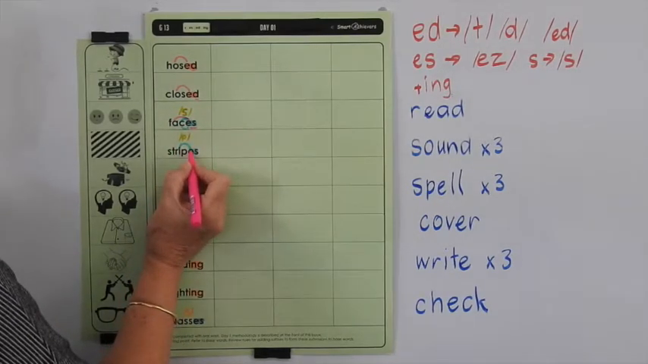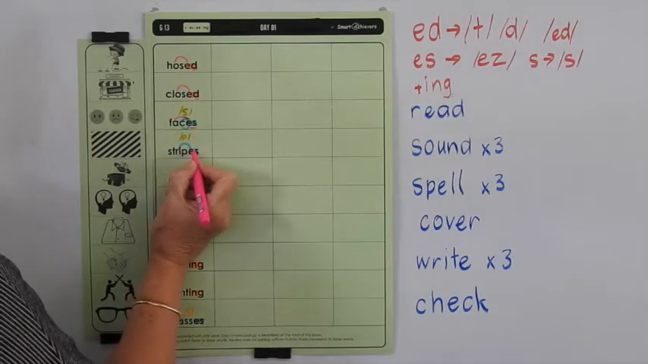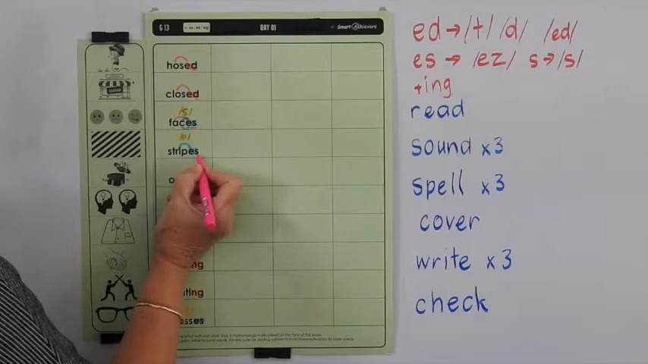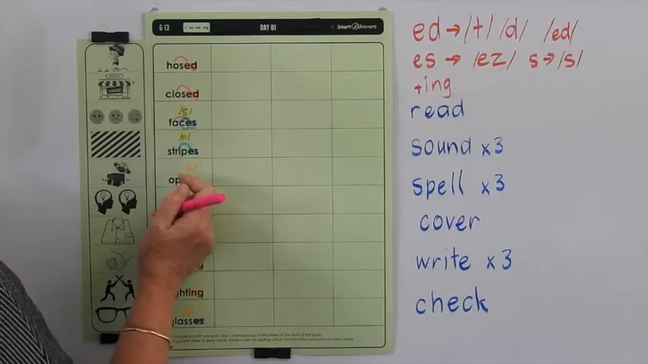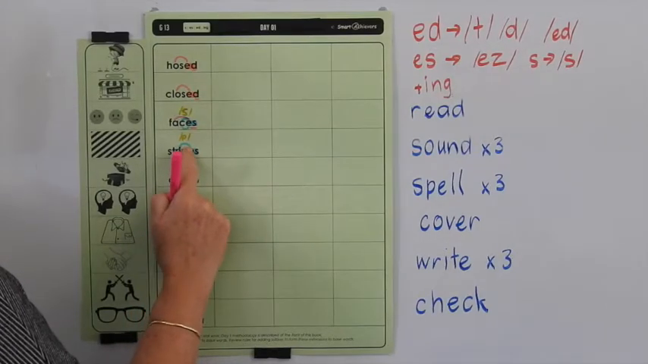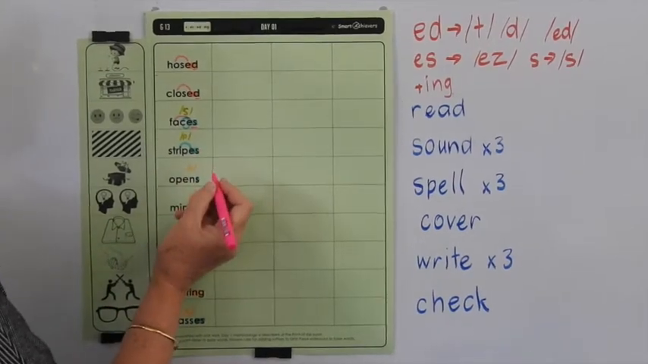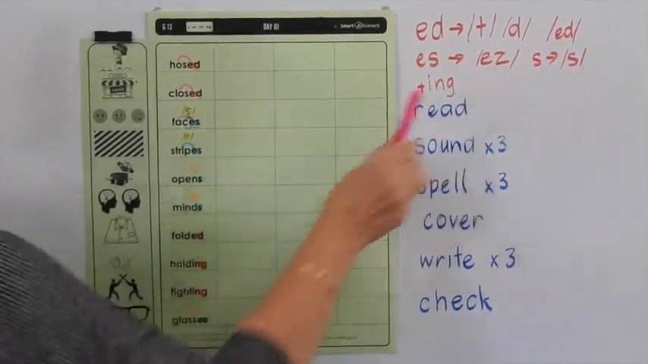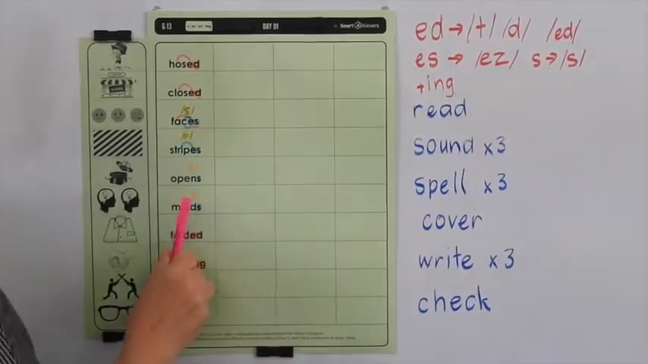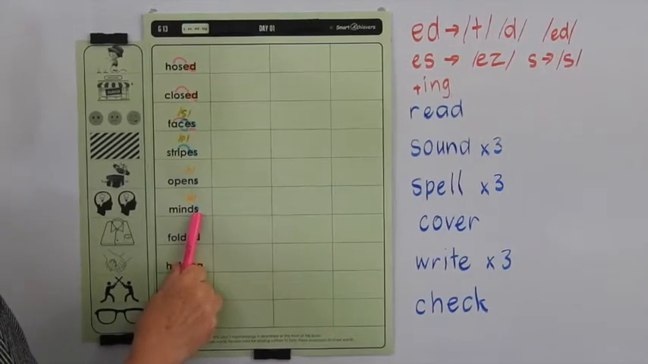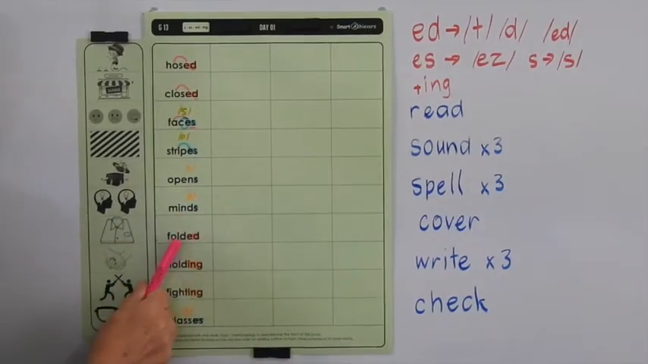Now stripes, the E is here to make the I make its long sound. So we have to leave it in when we add the S. It's not strip-iz, it's just stripes. So if you wanted it to say strips, you'd have to take the E out. So the E is really only there to make the previous vowel long, and then we just simply add the S at the end of it. So we're getting that sound. Opens, we're just adding the S, so we're getting that sound. Minds, we're just simply adding the S after the D, and we're getting that sound again. So we're just writing S.